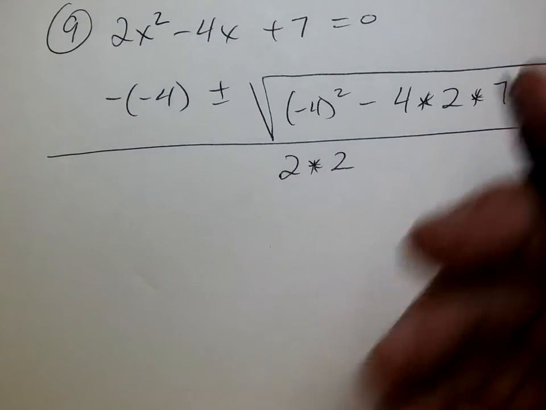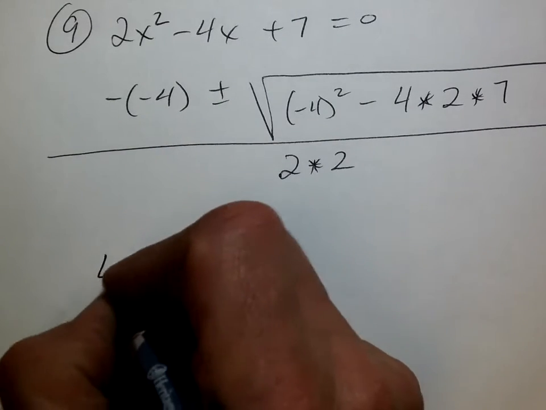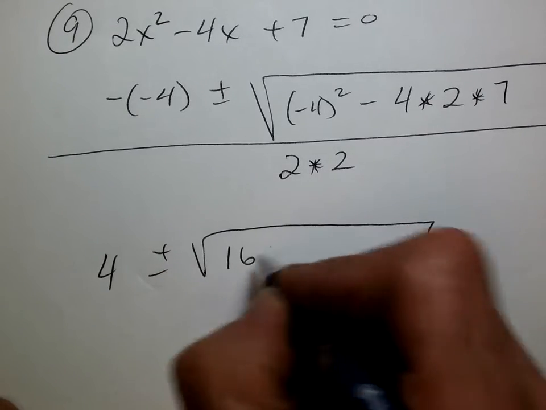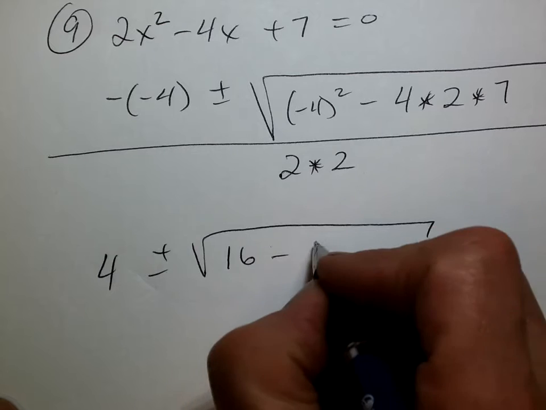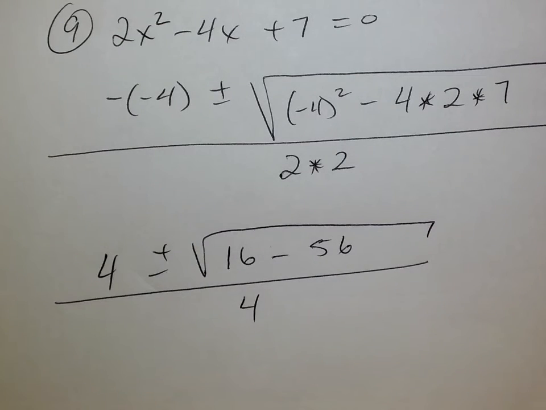Okay, I'm just plugging the numbers in. Plug and chug, right? Just put the numbers where they belong, and of course the quadratic formula is right there for you. You guys can see it, it's in your notes, correct? Well, negative 4 is a positive 4, right? Plus or minus big square root of 16 minus 56 over 4.